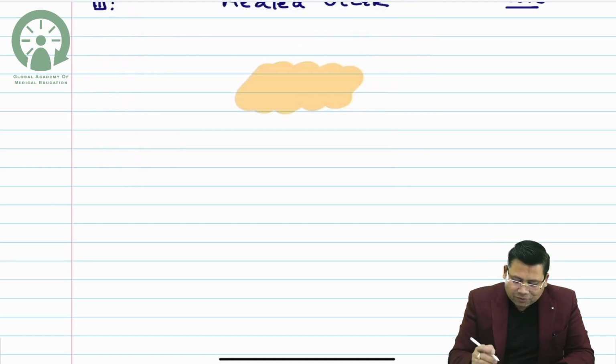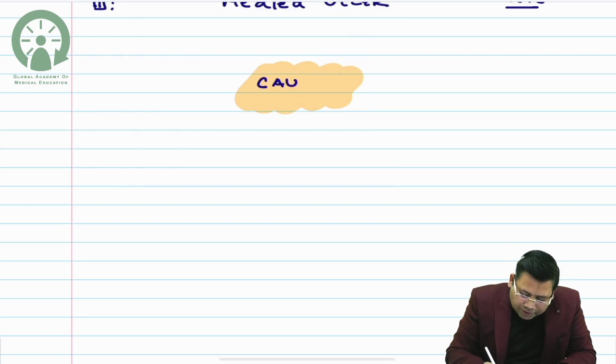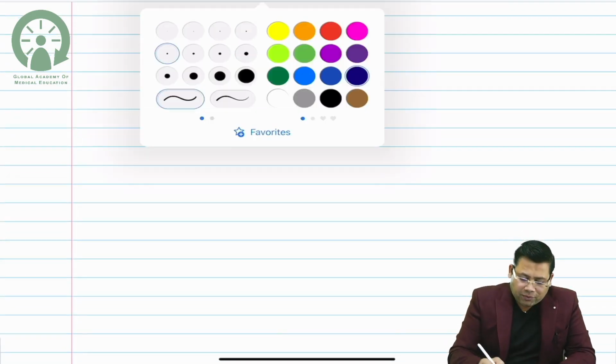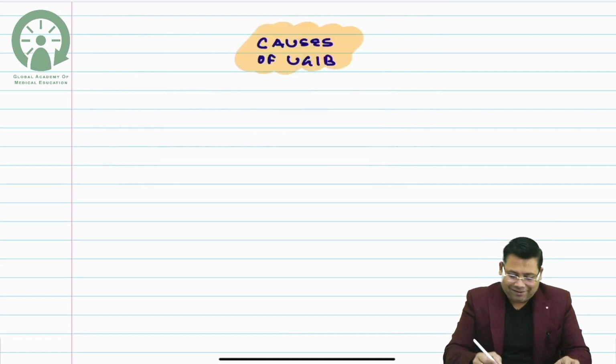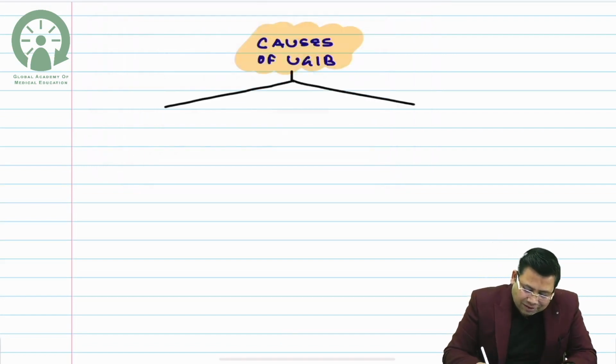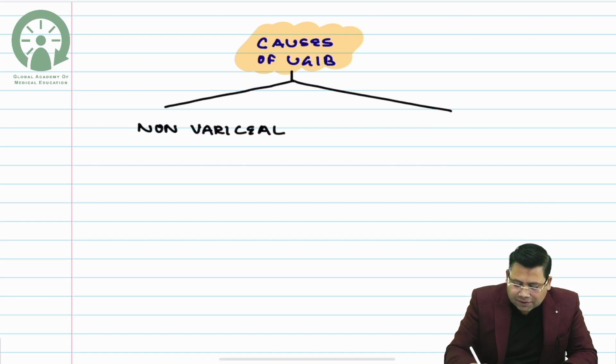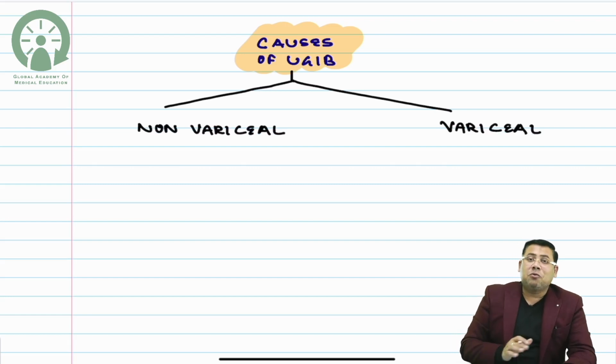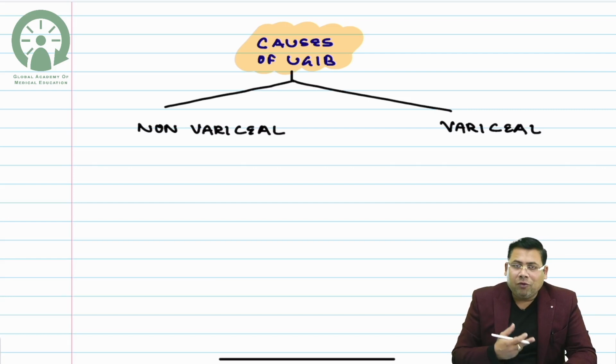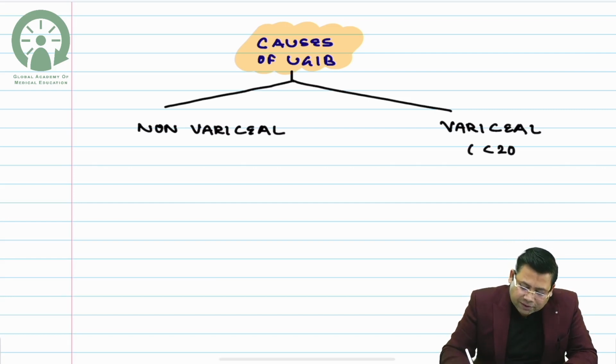So let us try to see the causes of upper GI bleed. You need to understand that there are two broad categories. Now what are these two broad categories, students? It could be non-variceal causes versus variceal causes. When you talk about non-variceal versus variceal, less than 20% of them are variceal, more than 80% of them are non-variceal.